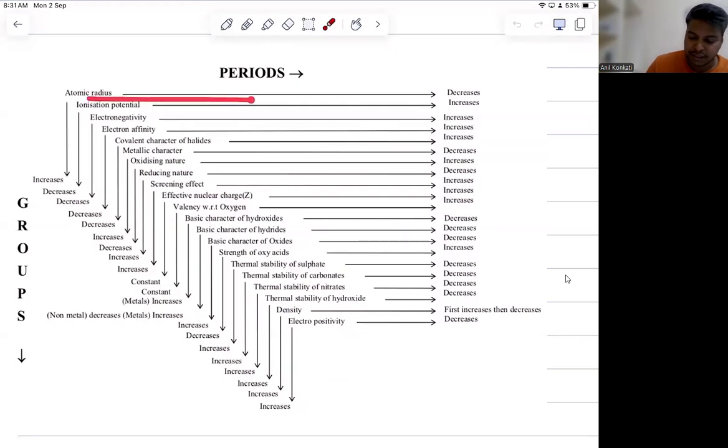Atomic radius, left to right, it decreases. Down the group, it increases. Similarly, I would suggest all of you to go through them once thoroughly. What would happen in all the cases?